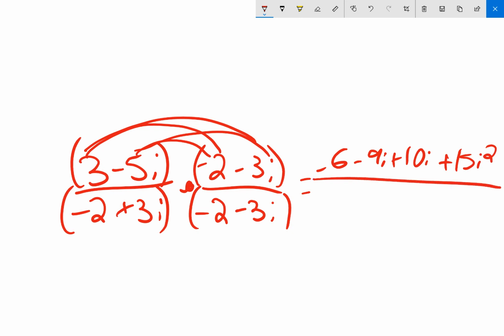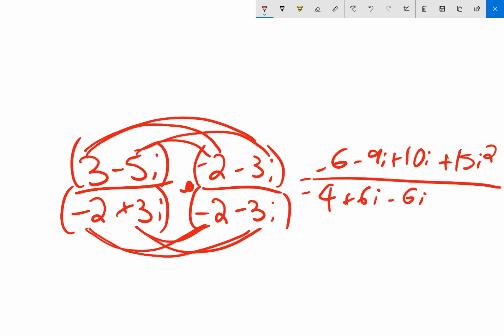All right, let's go ahead and FOIL the bottom. So negative 2 times negative 2 will be positive 4. Negative 2 times negative 3i will be a positive 6i. 3i times negative 2 will be negative 6i. And 3i times negative 3i will be a negative 9i squared.